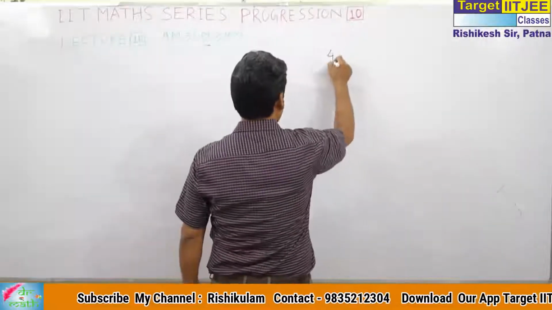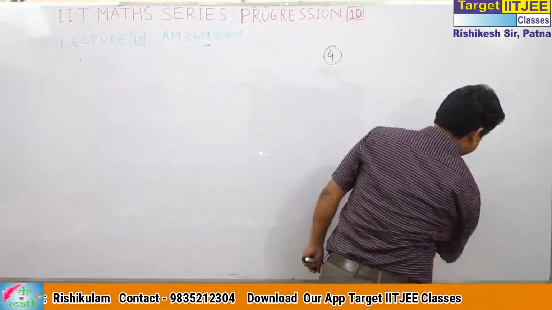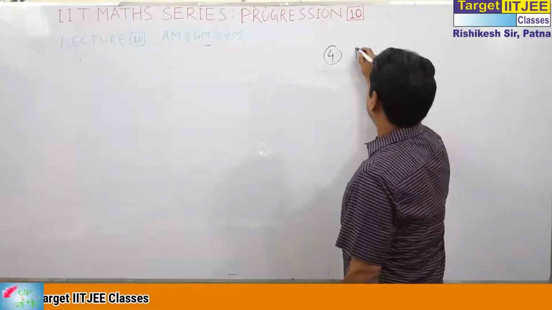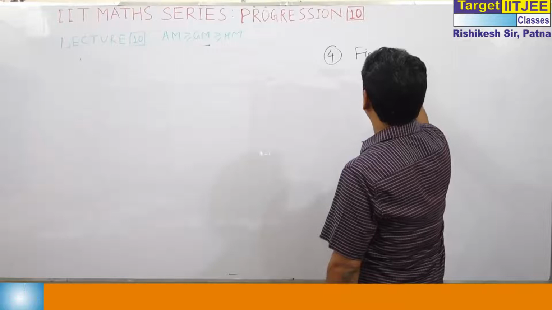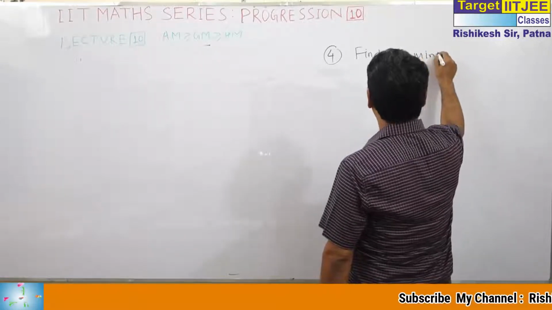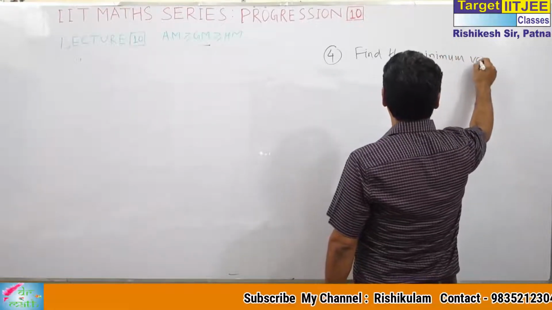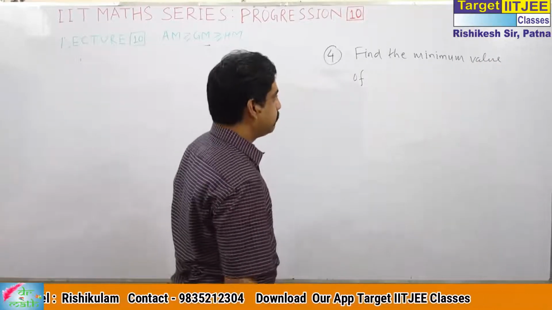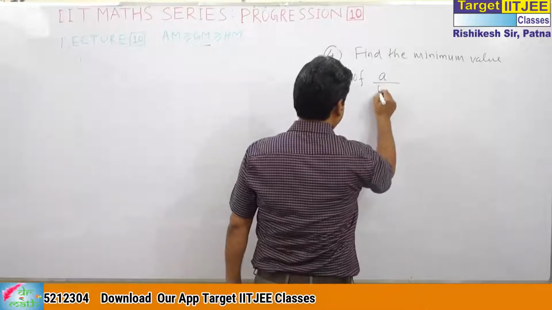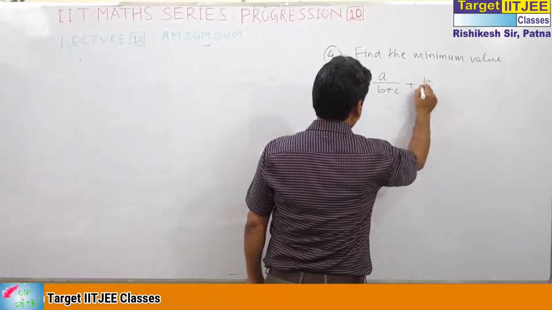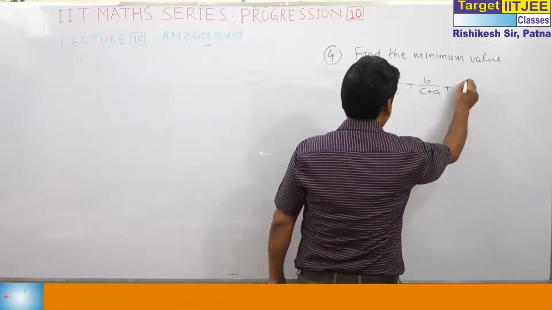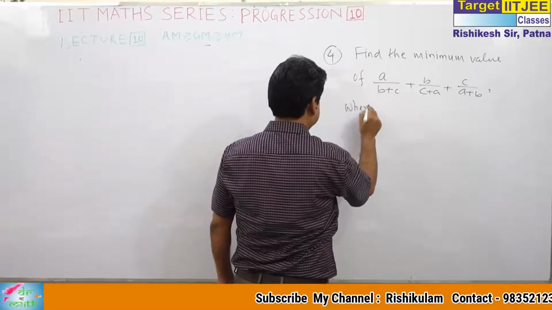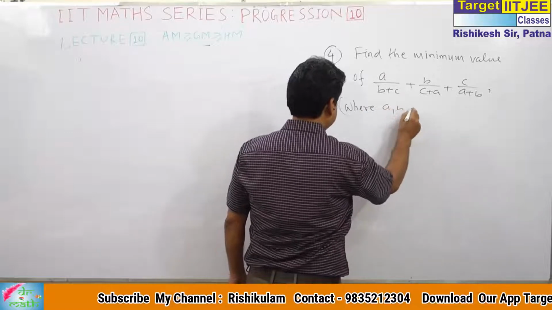Come to question number 4. From here I am giving some complicated cases. First of all, find the minimum value of a by b plus c plus b by c plus a plus c by a plus b, where a, b, c are positive. It's understood? Where a, b, c are positive.